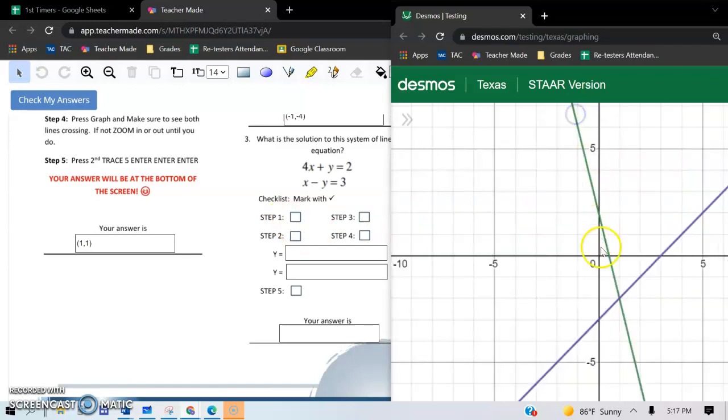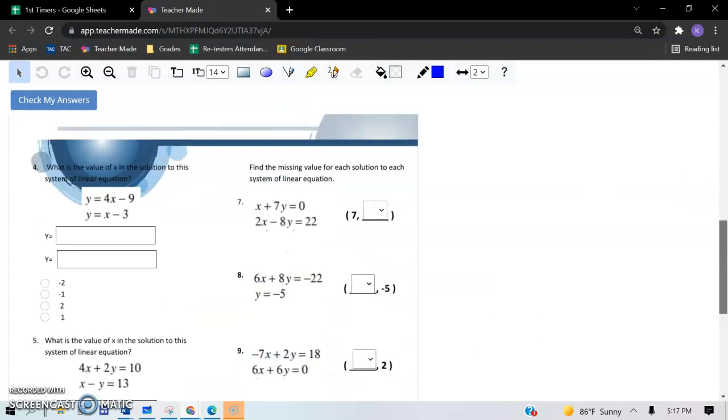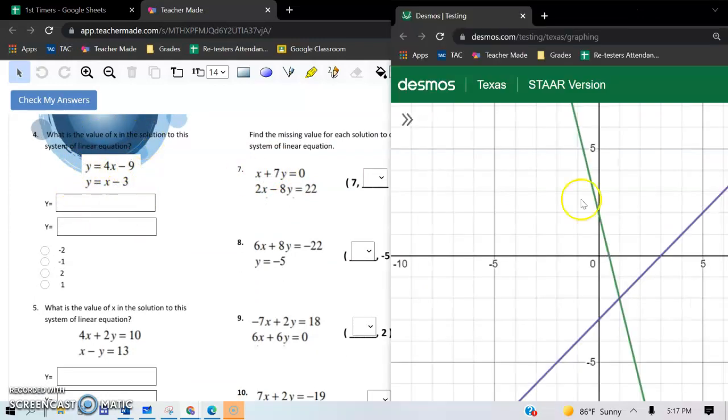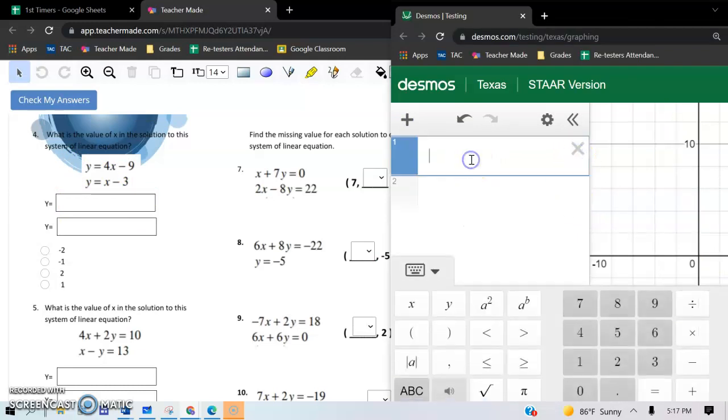As you can see, we have graphs here. Where do they cross? Right here, which is at 1, negative 2. Let's go on to this one right here, number 4. Try this one on your own. Pause the video and see what the solution is.